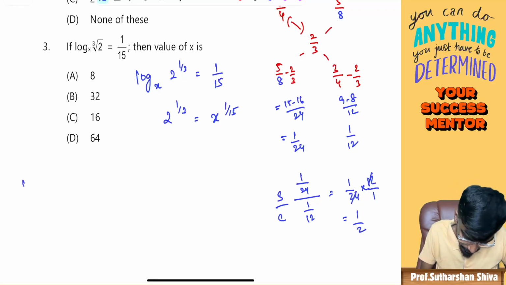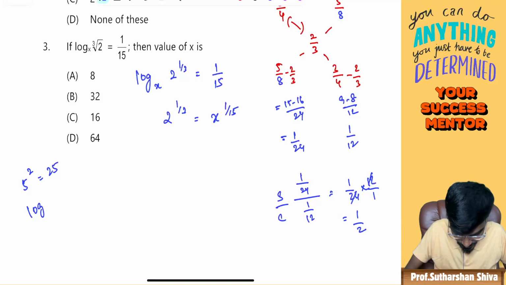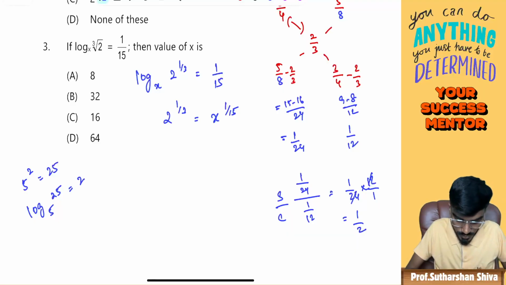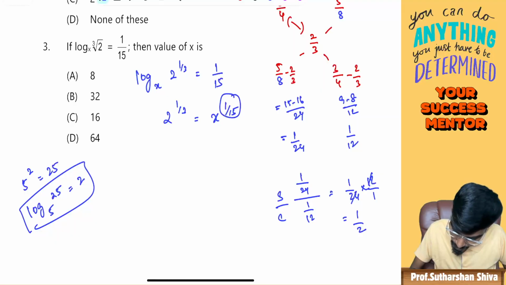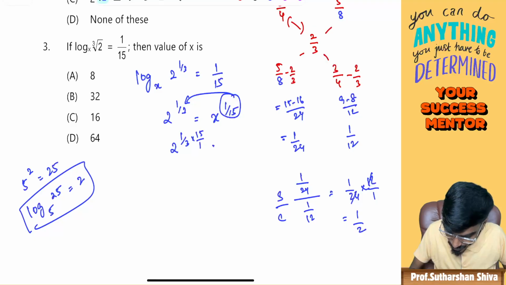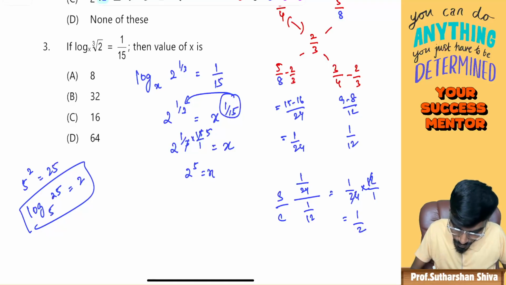Basically, 5 square is equal to 25, so this can be written as log 25 to the base 5 equal to 2. Similarly, in the next way, we can take the power to the opposite side. Then it will become 1 by 3 into reciprocal of 15 by 1 equal to x. If I cancel it out, it is 2 power 5 equal to x. 2 power 5 equal to x means x is equal to 32 is our answer.